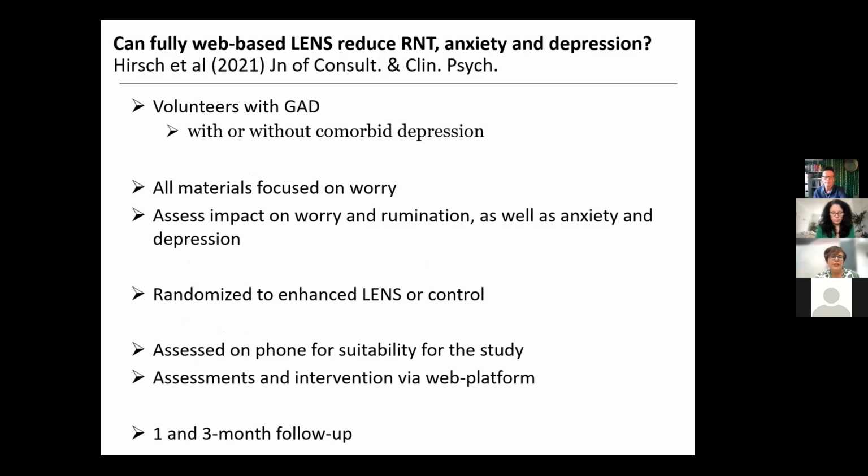So in a final study I want to tell you about, we had people where we knew that worry was a central problem, but some of them also had comorbid depression, so rumination would be a problem as well. But everybody was given the worry materials, and we assessed the impact on worry and rumination by targeting just the worry interpretations, as well as anxiety and depression. This was a fully online study, so they didn't come to the university at all and were recruited from across the UK. And we had a 3-month follow-up as well.